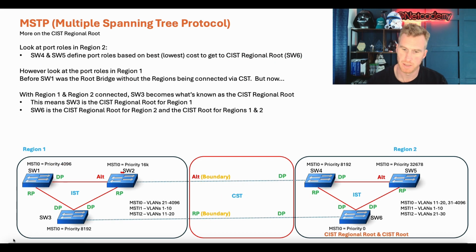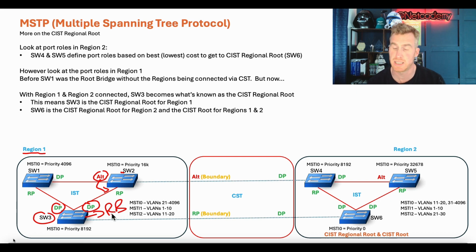Now look at the interfaces in region 1 in terms of those port roles. We've got the alternate port, the discarding port here, whereas before it was over here. Look at switch 3. It's now got 2 designated ports, which says that switch 3 is now that regional root. It is that root bridge for region 1. And if you look at switch 1, it's now got a root port right here. You can't have a root port on a root bridge, even though it's got a lower priority of 4096 compared to switch 3. It's now got a root port.